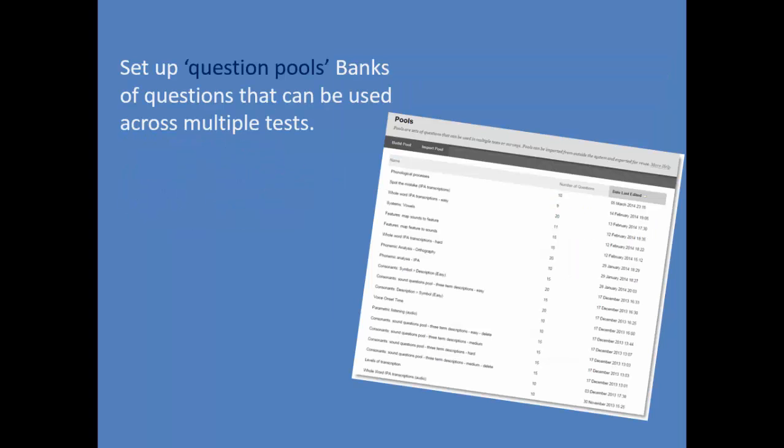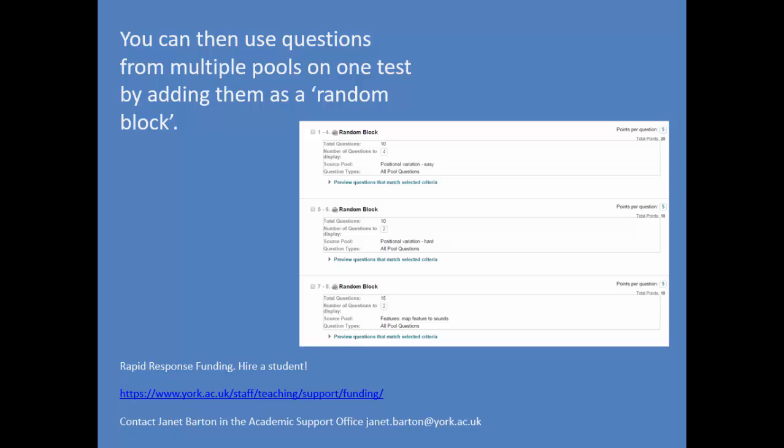It's possible to set up question pools, which are banks of questions that can be used on a number of different tests. You can use questions from these question pools and add them into different tests, into one test by adding them as what's called a random block. So you can see here, if you look at the top example, numbers 1 to 4, 4 of the questions are taken from a block of 10. And every time a different student takes this test, it'll always be a random selection of 4 questions from that block of 10. So that is also one way to provide some variation in the test.